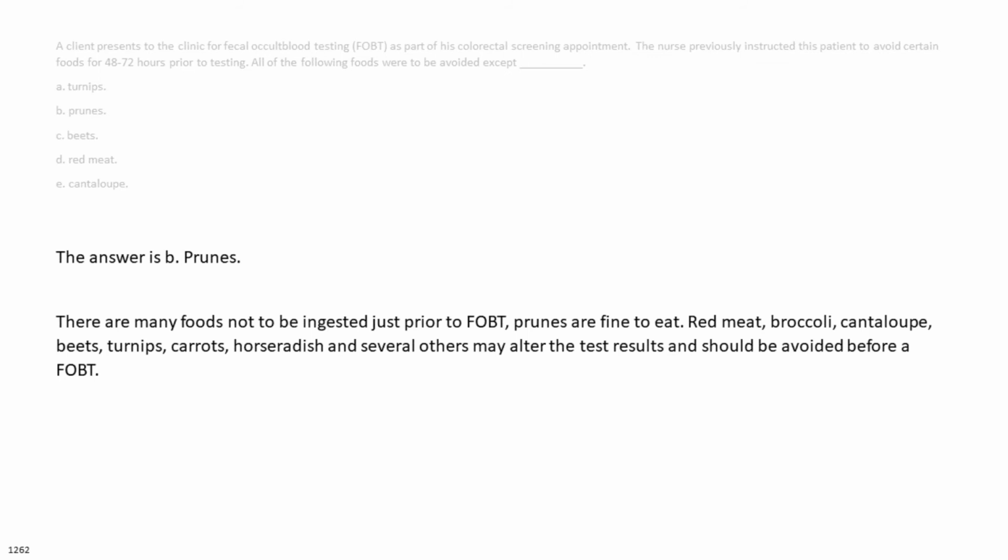The answer is B. Prunes. There are many foods not to be ingested just prior to FOBT. Prunes are fine to eat. Red meat, broccoli, cantaloupe, beets, turnips, carrots, horseradish and several others may alter the test results and should be avoided before a FOBT.